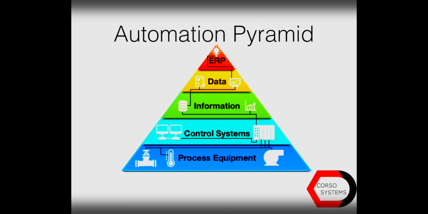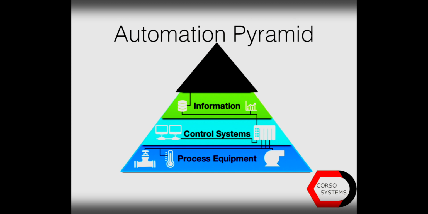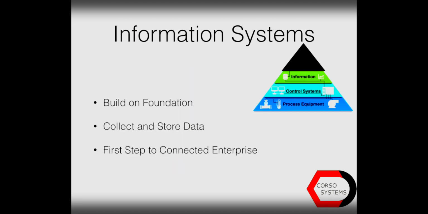Just a little bit of a reminder, this is our automation pyramid with all 5 of our layers, and we've made it to the third layer, our information systems. Now, the information systems that we've been talking about are built on the foundation of the process control systems by providing the data and tools to better understand the health of a process over its lifetime. It starts with collecting and storing real-time data to be analyzed with trending tools, reports, and dashboards, and this is the first step in creating a fully connected enterprise.